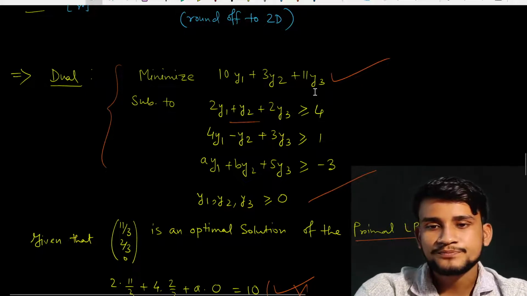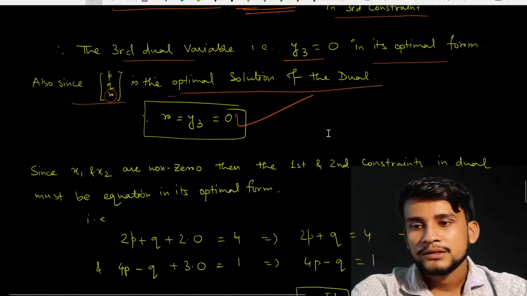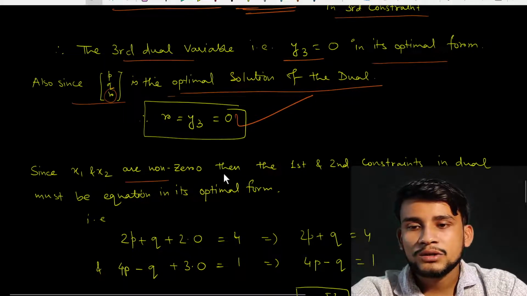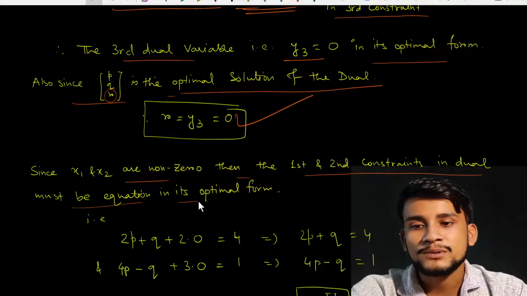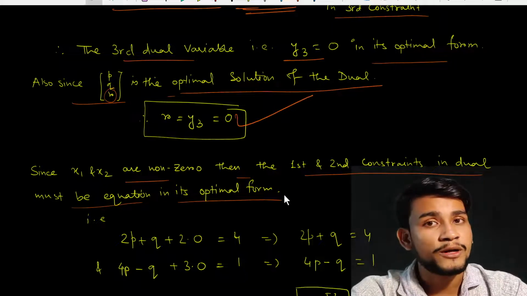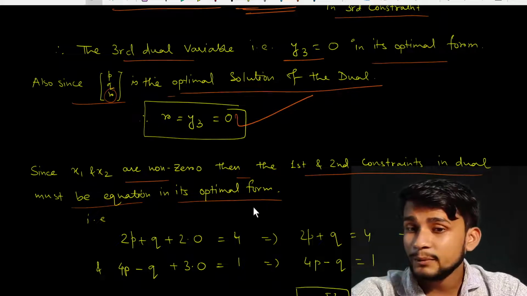Now we put the values. Since x1 and x2 are non-zero, the first and third constraints in the dual must be equations in their optimal form. So this is the second case of the complementary slackness property.